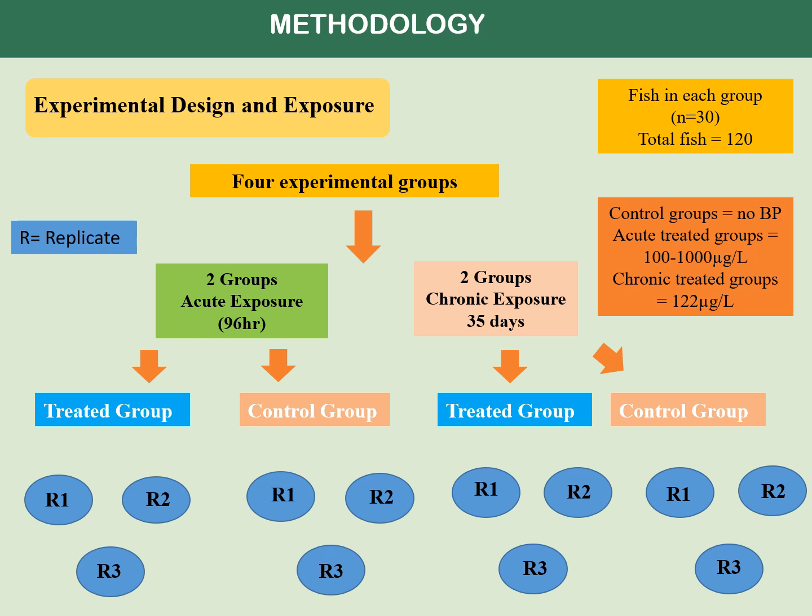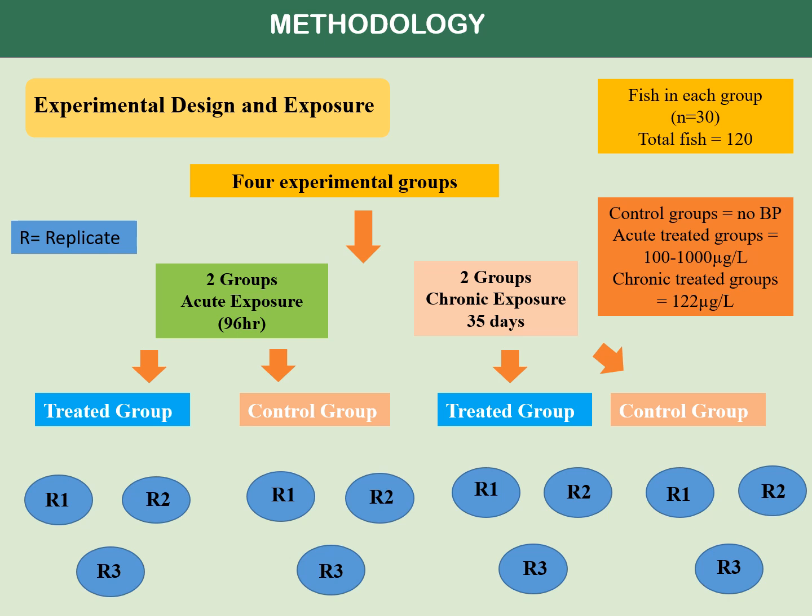In each group, three replicates were used. In each replicate, 10 fishes were used, and each group contained 30 fishes. So the total four groups contain 120 fingerlings of Labeo rohita. The control group contained only the reconstituted water without the benzophenone.